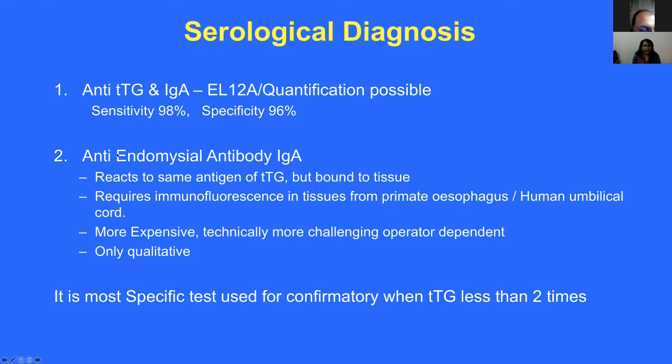Then comes the second important antibody, anti-endomysial antibody, that is again the IgA variety. This reacts to the same antigen as TTG, but the antigen is bound to tissues. This requires use of immunofluorescence in tissues from primate esophagus and human umbilical cord. Although this is more expensive, technically more challenging, and operator dependent, and only qualitative assessment is possible, the specificity of anti-endomysial is very, very high. So this is the most specific test, which can be used for confirmation when the TTG level is less than 2 times normal. In those cases, if anti-endomysial is positive, then we can diagnose celiac disease.